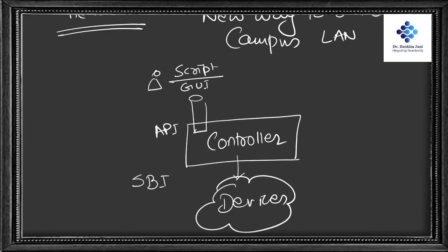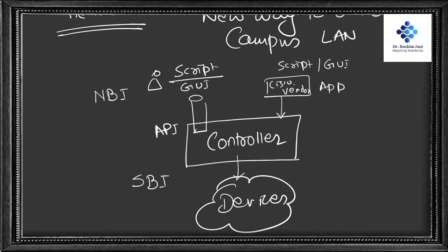Then several companies came up and said let's make this entire process easy. So Cisco or other vendors created apps, and those apps were once again communicating, and over here also we had either scripts or a GUI, and we called this the northbound interface. So this was, in a nutshell, what we talked about.